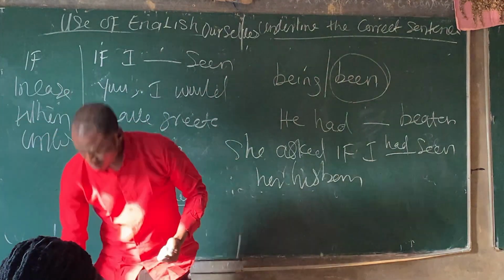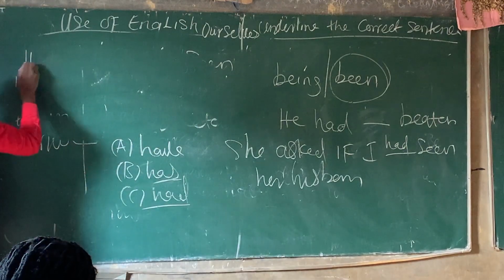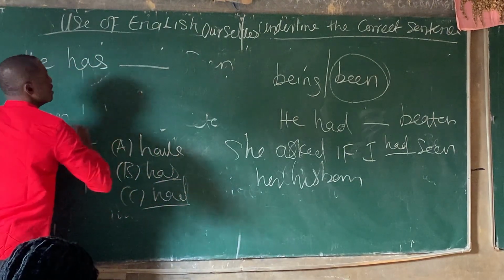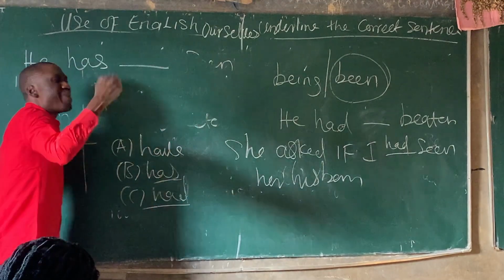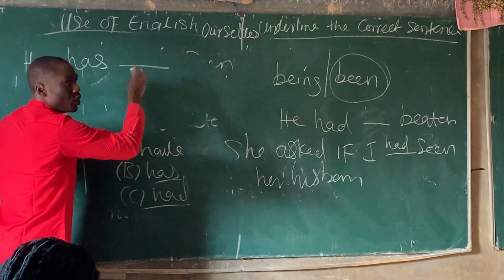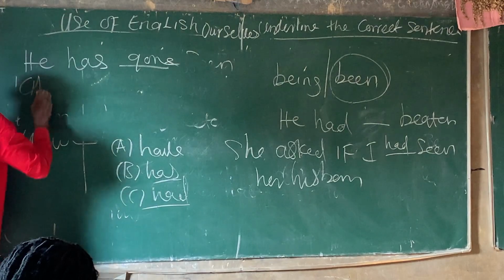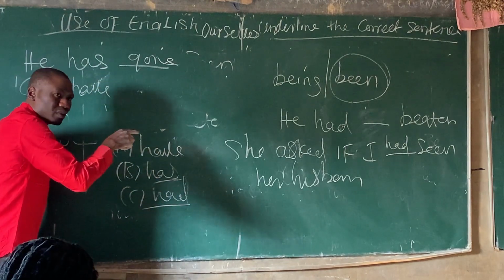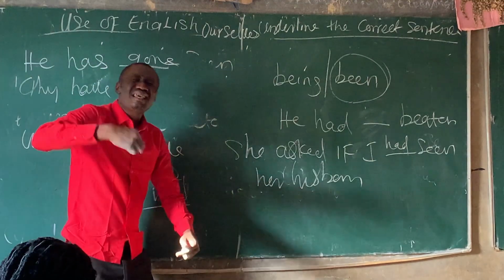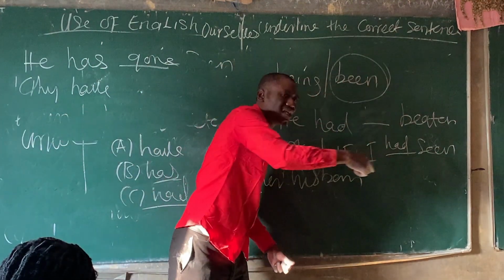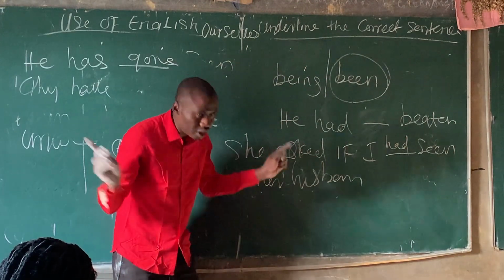Let's use single. He has. If you want to use he has here, we have got a past participle verb. What's the past participle verb for go? Gone. Are you following? Gone. But if you use they have, what's the past participle? Gone. If you use had, they had, what's the past participle? So, whenever you have a verb in front of have, has, and had, the verb must be a past participle. Must. There's no other way out.